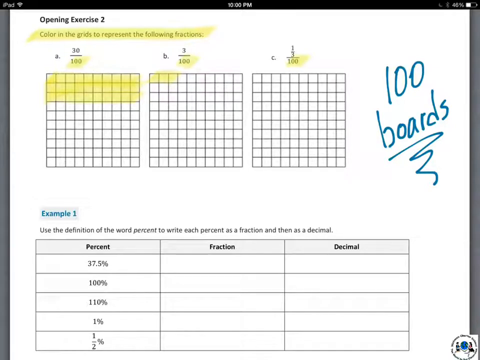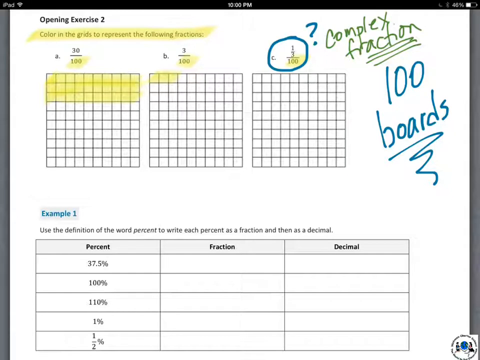3/100ths right there. Now the third one is a little bit confusing, because that is what's referred to, and hopefully you can recognize this special fraction as a complex fraction, okay? And a complex fraction, of course, is a fraction over a fraction. In this case, it's just a fraction over a whole number, but we don't usually put this, so it is a complex fraction. So this is saying, very simply, 1/3 out of 100.